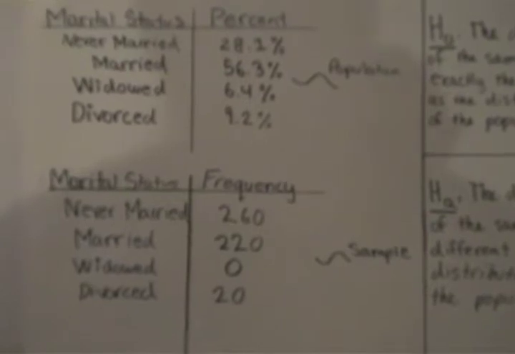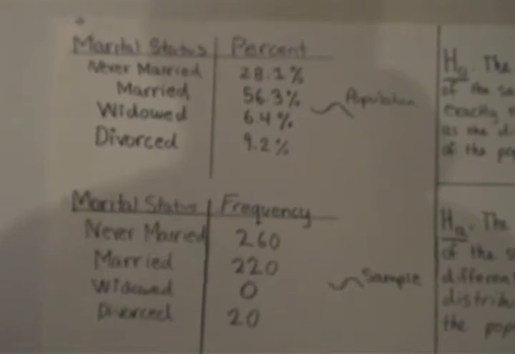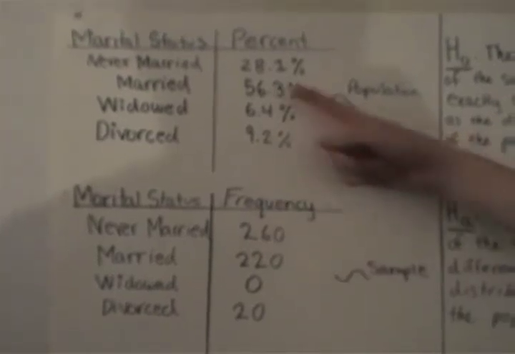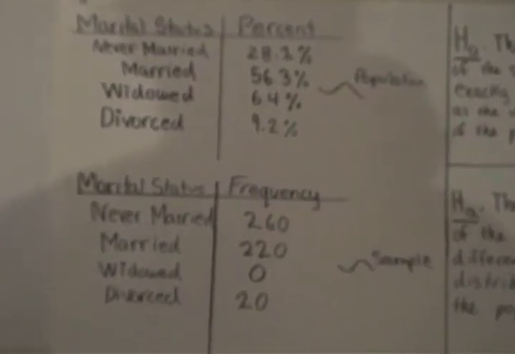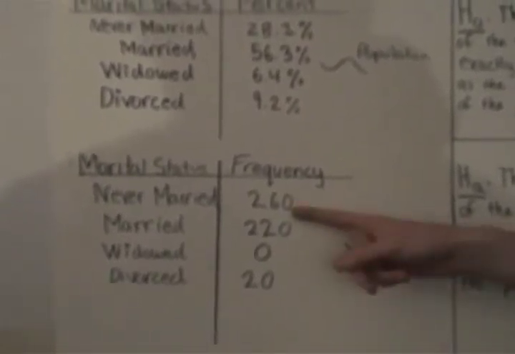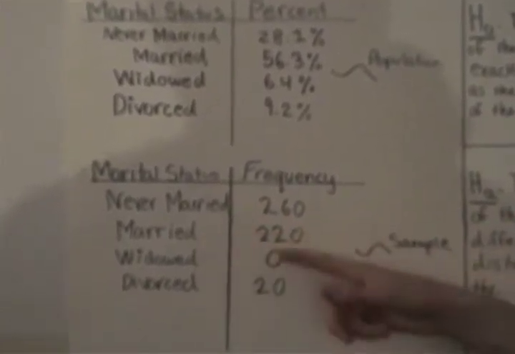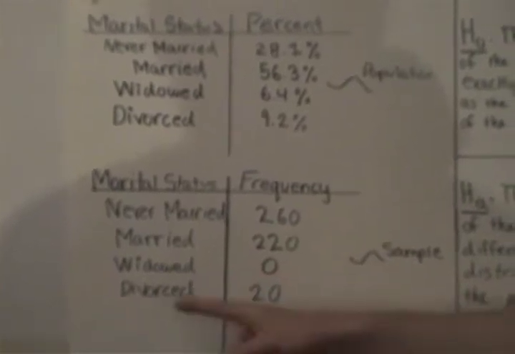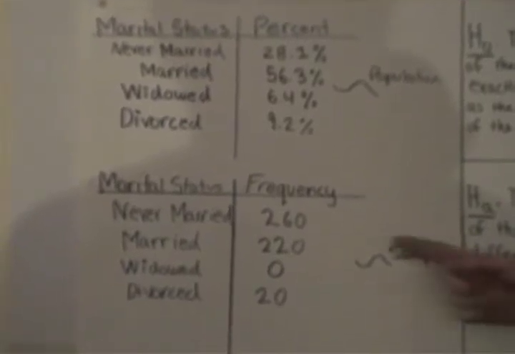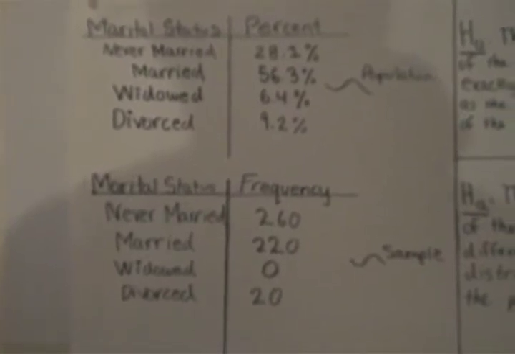And then the problem gives us the frequency for the sample of 500 that were taken. So we want to compare this to this in our H0 and our HA hypothesis. Right here there were 260 out of the 500 that were never married, 220 out of the 500 that were married, 0 out of the 500 that were widowed, and 20 out of the 500 that were divorced. And this is just the sample frequency distribution of 500 U.S. males aged 25 to 29.